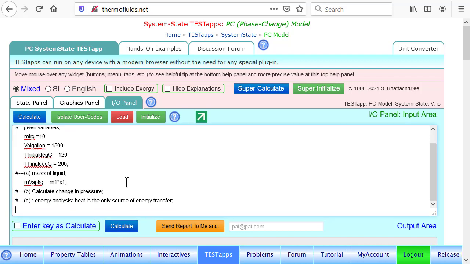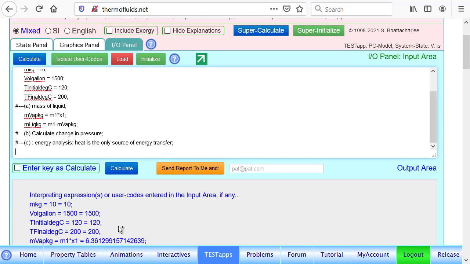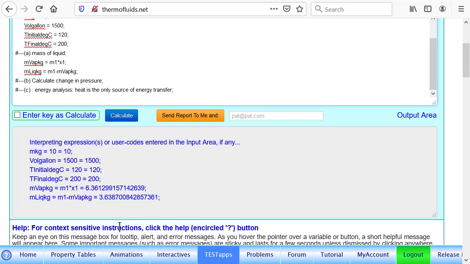If I do a calculate, the vapor is about 6.36 kg. So how much liquid is there? M liquid in kg equals M1 minus M vapor. As you can understand, the vapor and liquid, which are in coexistence in equilibrium together at state 1, are saturated. So a better name for the variable could be M sat vapor, M sat liquid, SAT for saturated. But anyway, this is more readable.